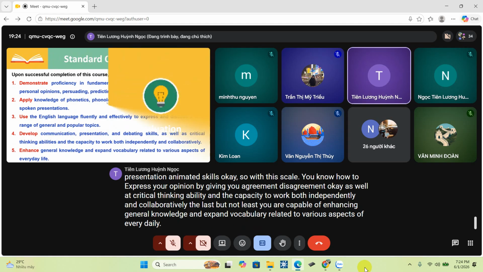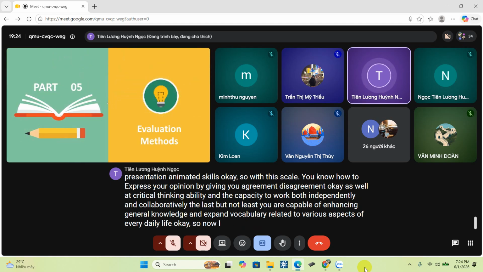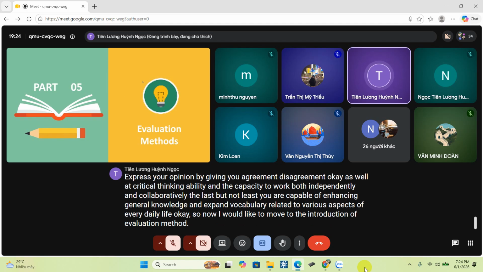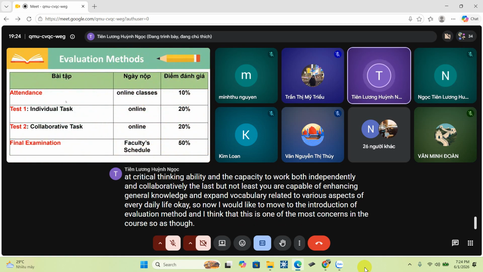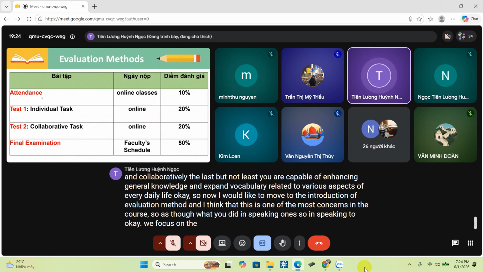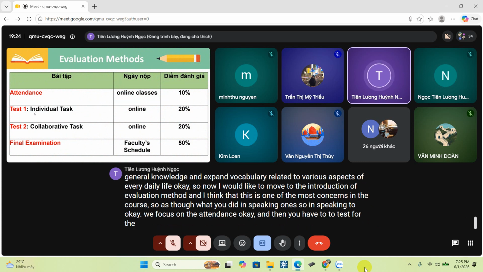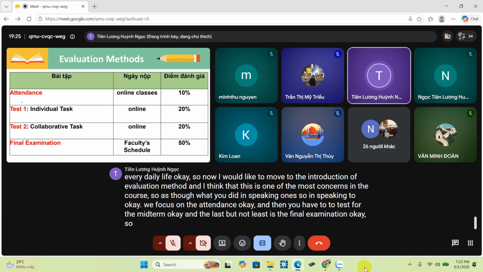Last but not least, you are capable of enhancing general knowledge and expanding vocabulary related to various aspects of everyday life. Now I would like to move to the introduction of the evaluation method, and I think this is one of your biggest concerns in the course. As in Speaking 1, in Speaking 2 we focus on attendance, and then you have two tests for the midterm, and last but not least is the final examination.